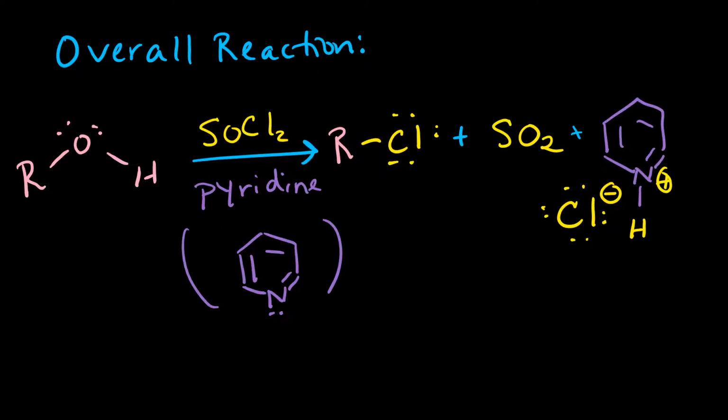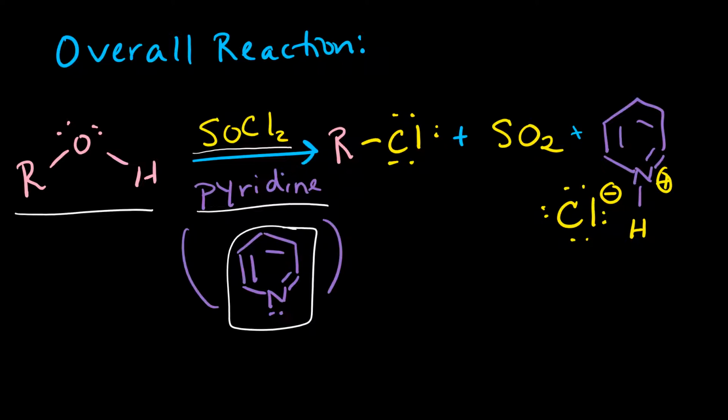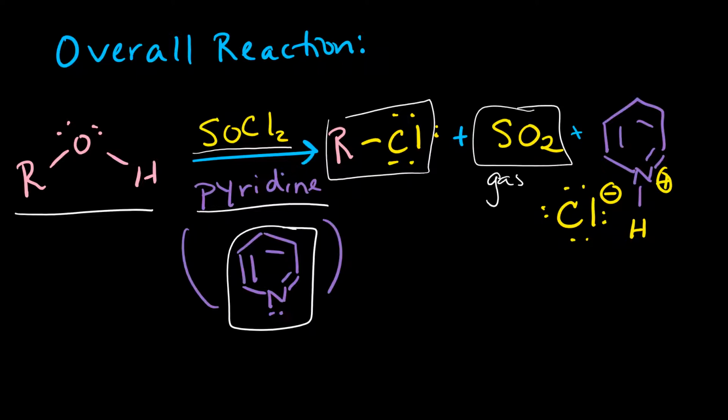The overall reaction is going to involve the alcohol with thionyl chloride, which is SOCl2, in the presence of pyridine. Pyridine is the base that's shown here, the nitrogen base. And the products of the reaction are going to be the alkyl chloride, SO2, which leaves as a gas, and then you have this pyridinium salt over here.